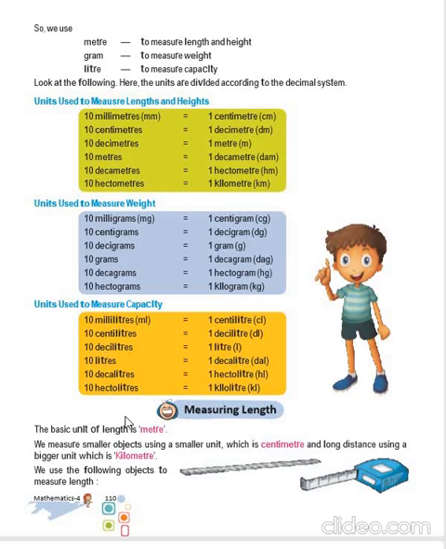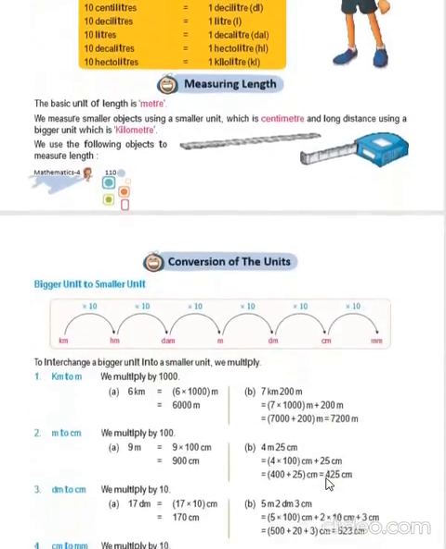Now let's learn measuring of length. What is the basic unit that is used to measure length? It is a meter. Small objects are measured in centimeters and long distances are measured in kilometers. And these are the instruments that are used for measuring length.